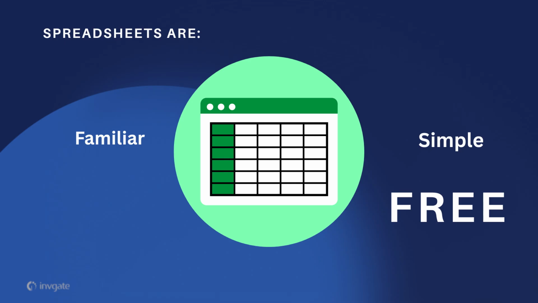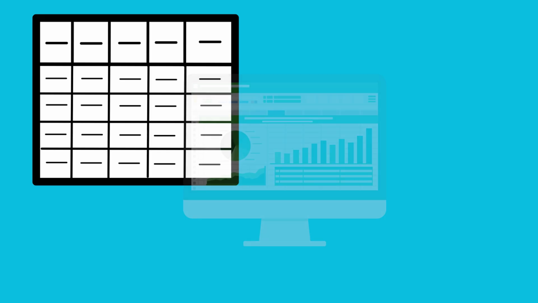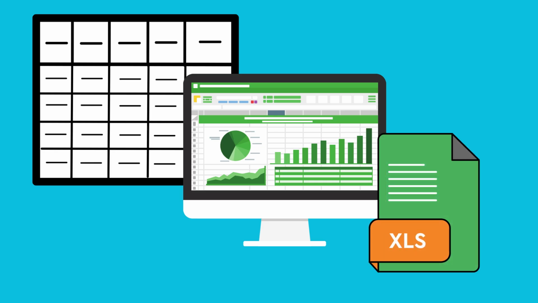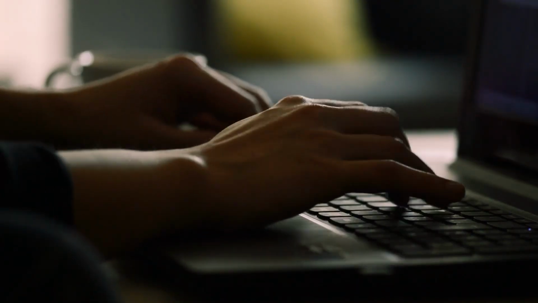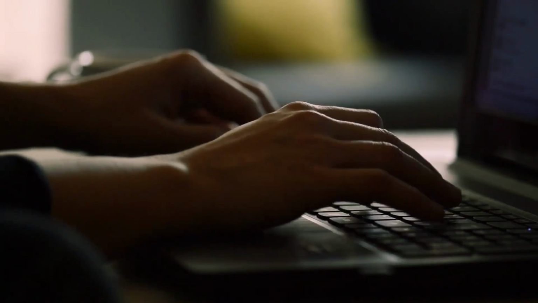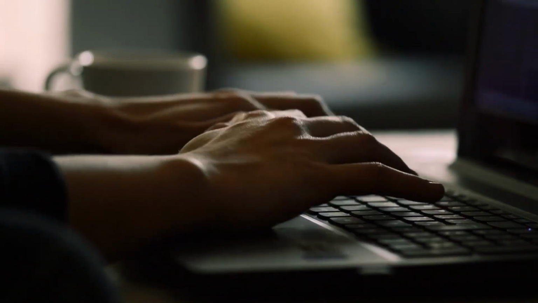There's no new software to learn. You just open a blank sheet, add a few columns, and boom, you have an inventory. And for a while, that can work. If you have a relatively small IT environment, maybe just a few dozen devices, it's easy enough to manually update things when needed. If somebody gets a new laptop, you log it. If a machine gets decommissioned, you mark it as retired.